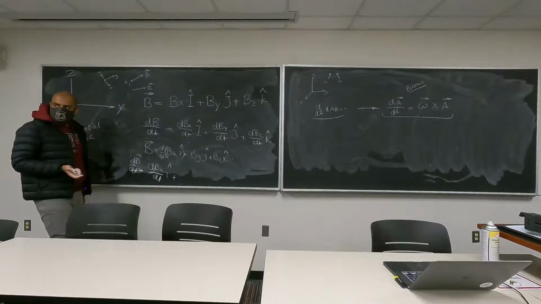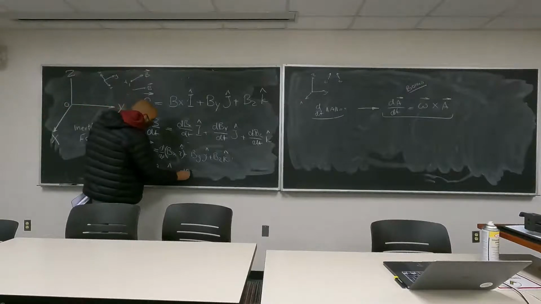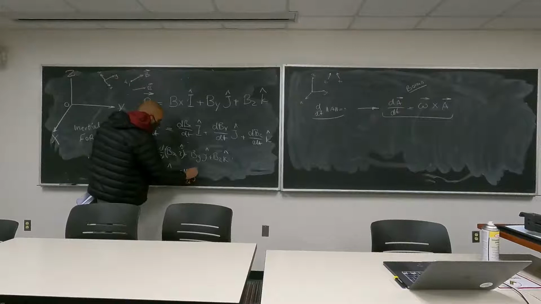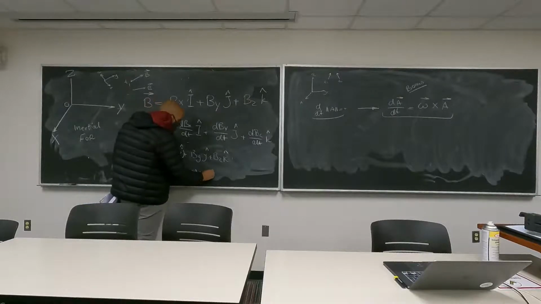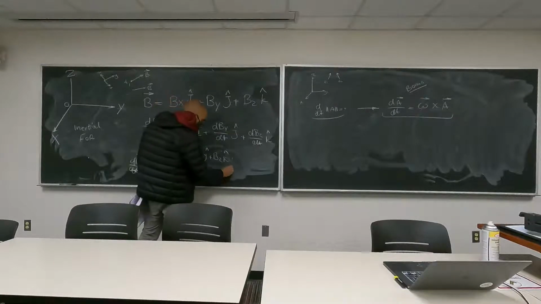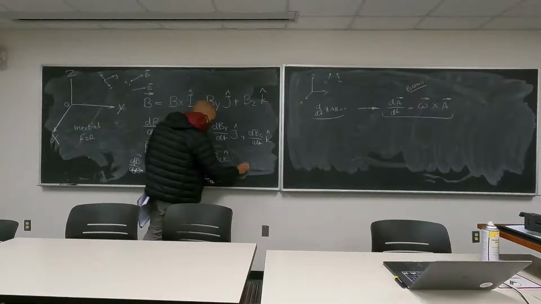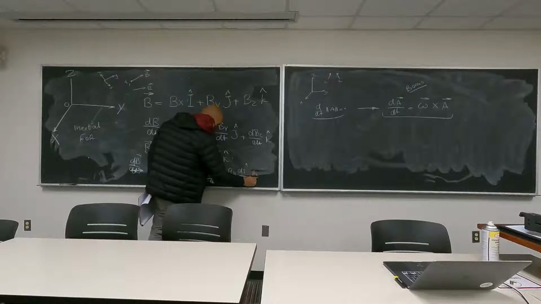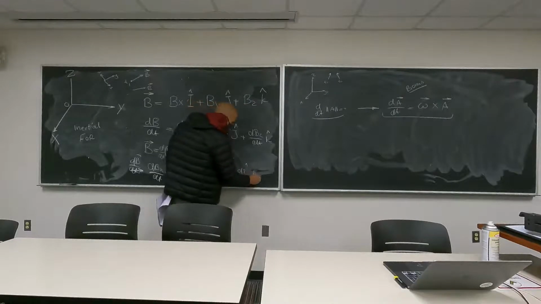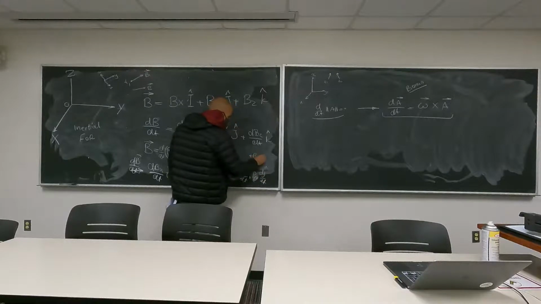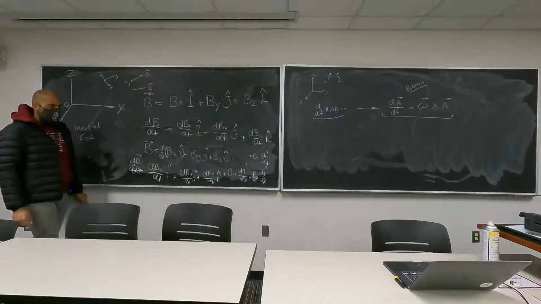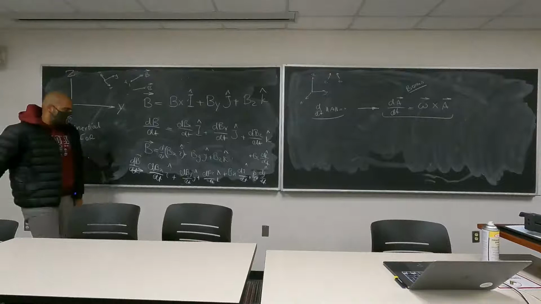Is this clear? Okay. dBy/dt j, dBz/dt k, plus Bx di/dt plus By dj/dt plus Bz dk/dt. Okay, and then we can, I'm going to continue on the next part of the board.